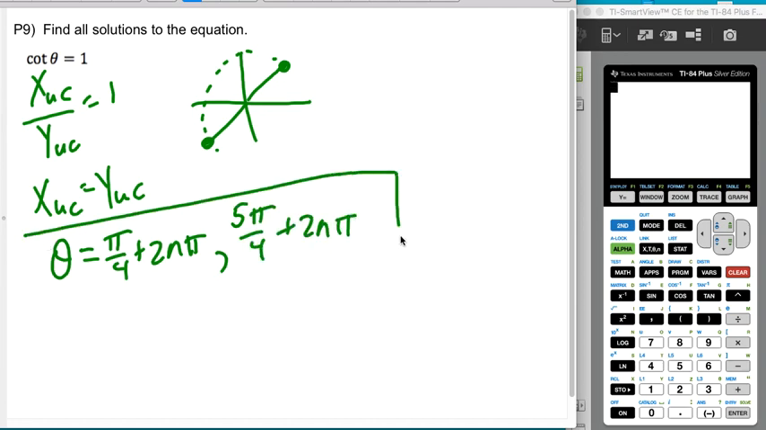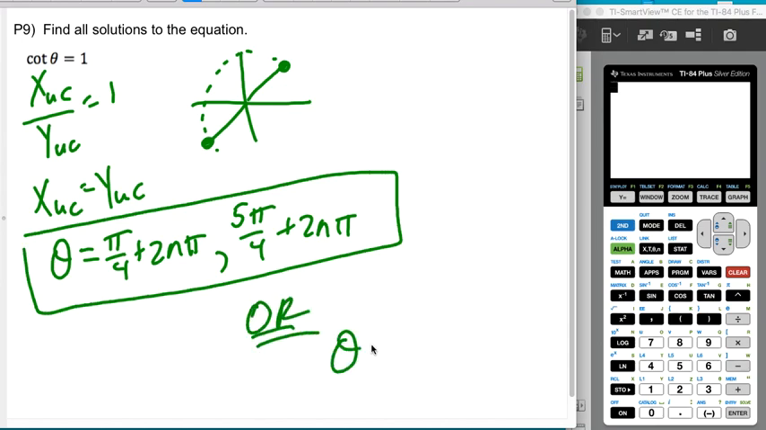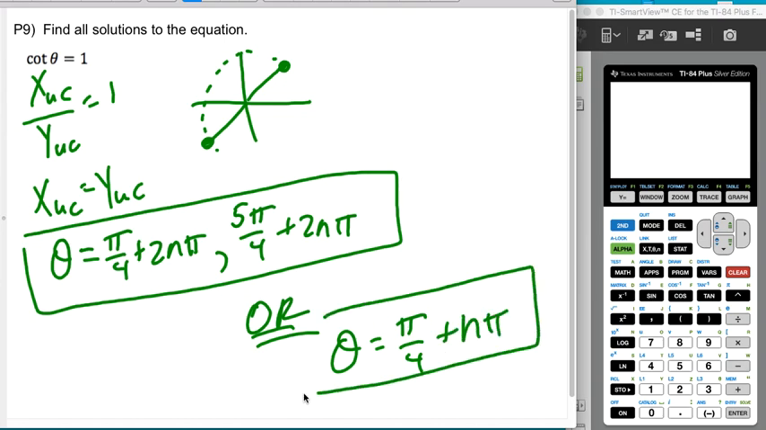That's totally okay. But the other way you might see this answer written is just pi over 4 plus n pi. Instead of adding full circles, you're adding half circles. So either of those ways to write the answer would be fine. Again, notice that this is a straight line. This is a linear pair, it makes a line.